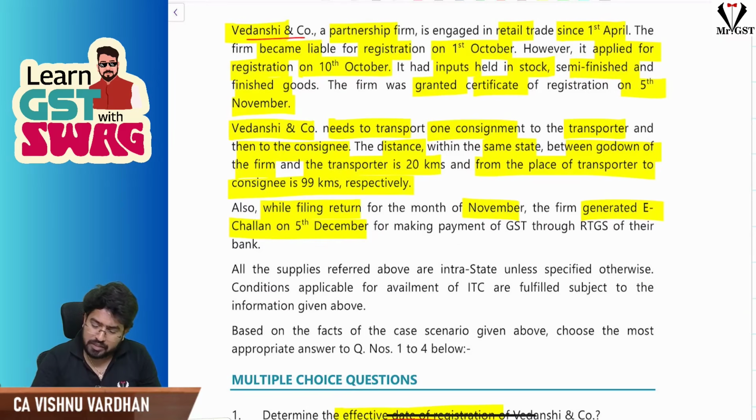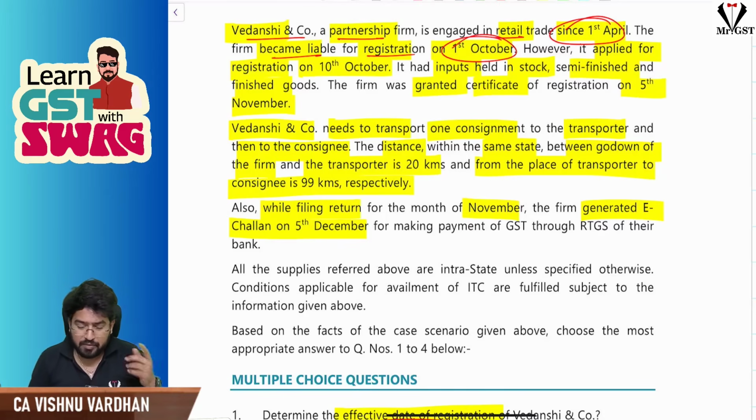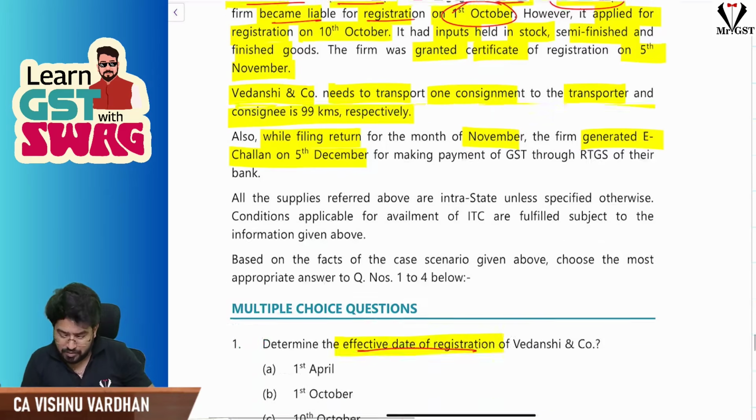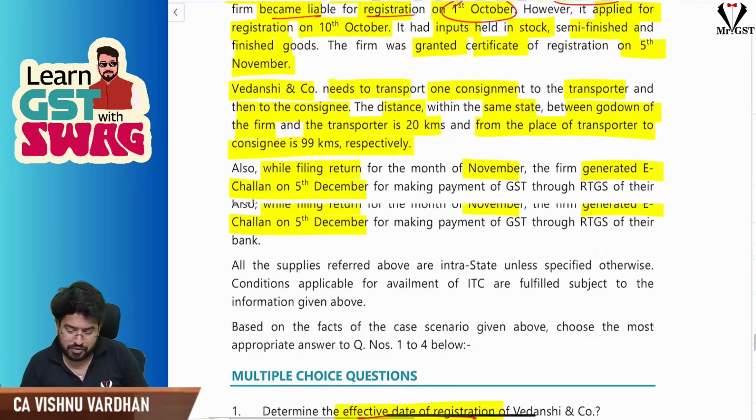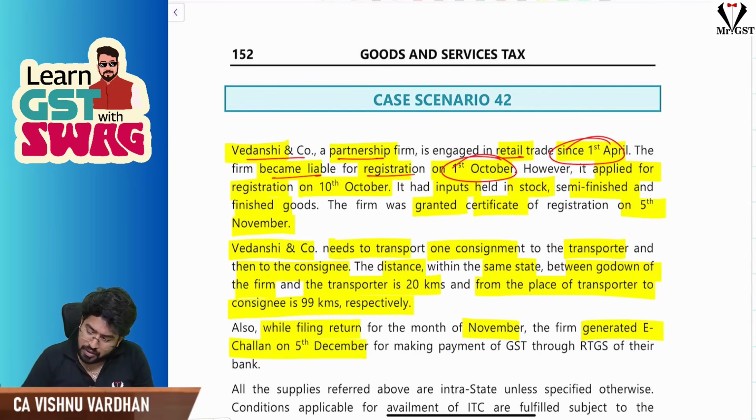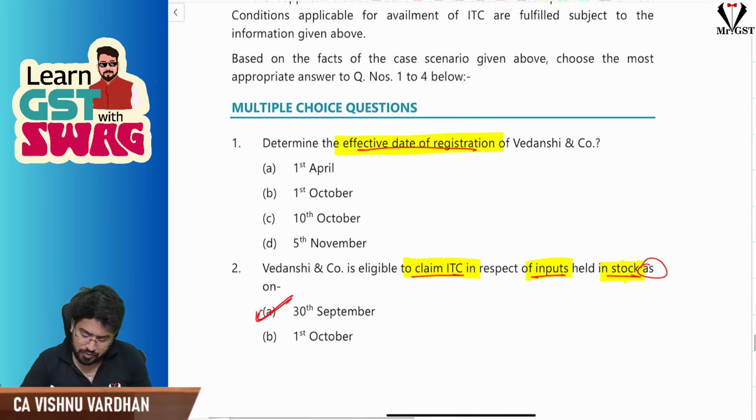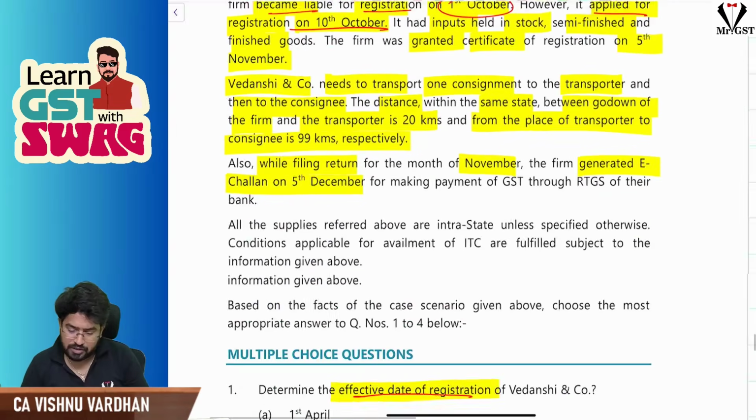Vedanshi and Co, a partnership firm doing retail business from 1st April, became liable for registration on 1st October. Whatever the inputs are there on 30th September, they are eligible to take ITC on their stock inputs. They applied for registration on 10th October, so within 30 days. So the effective date of registration is 1st October.